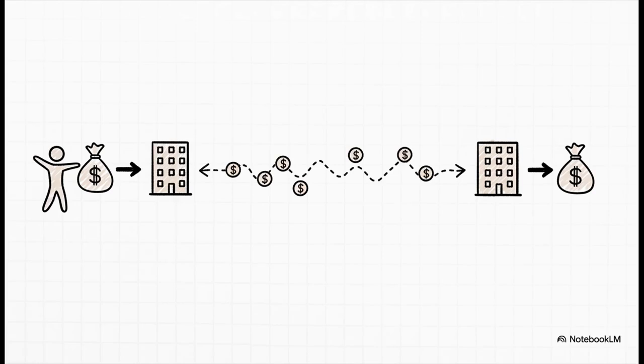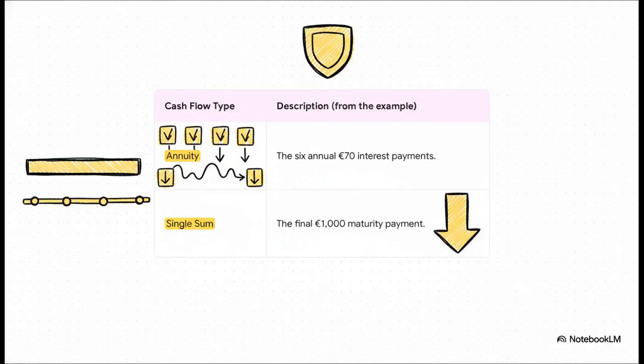At its core, it's just a loan. You're giving a company or a government some money. And in return, they promise to make these regular interest payments. We call those coupons. And then at the very end, they give your original money back. That's all it is. And here is the big aha moment.